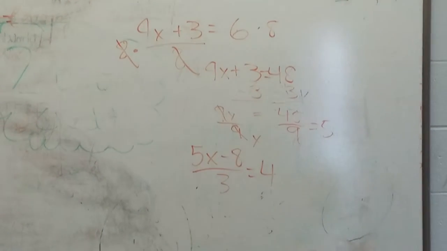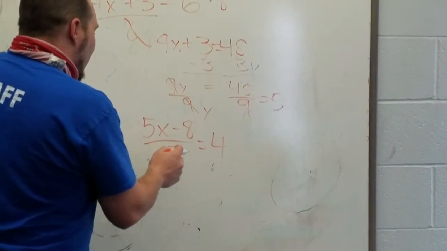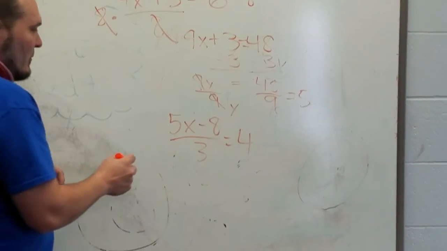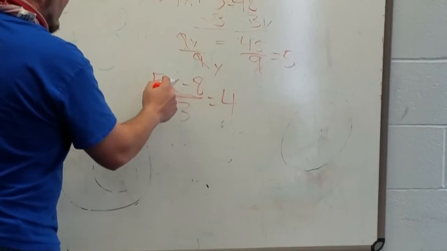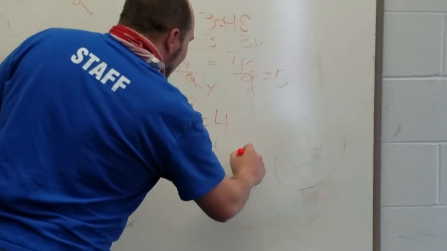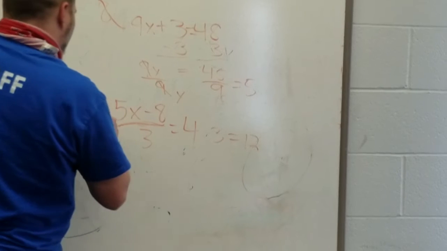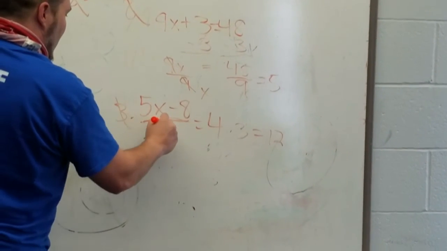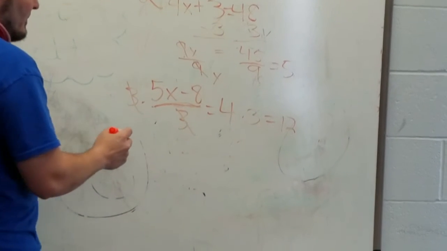Alright, one last one to show you guys, and hopefully you get the concept and can practice these at home. 5x minus 8 divided by 3 equals 4. First step again when we have divided by is just to get the equation by itself up top. So instead of dividing by 3, we're going to multiply by 3 on both sides. 4 times 3 equals 12. These 3's cancel, so we're left with 5x minus 8 equals 12.